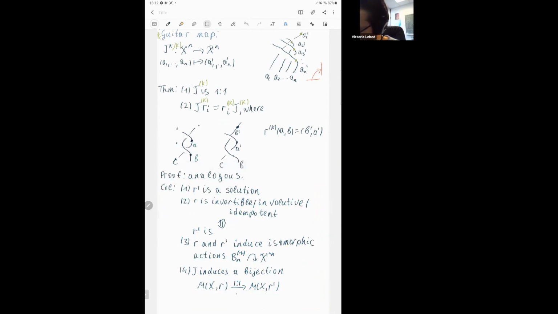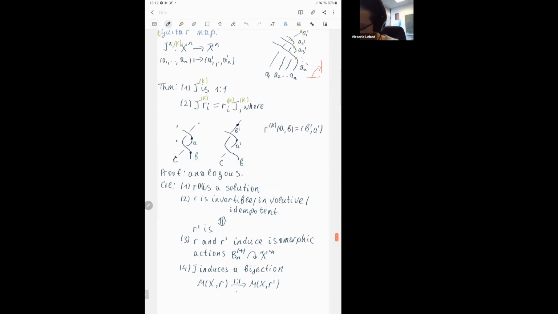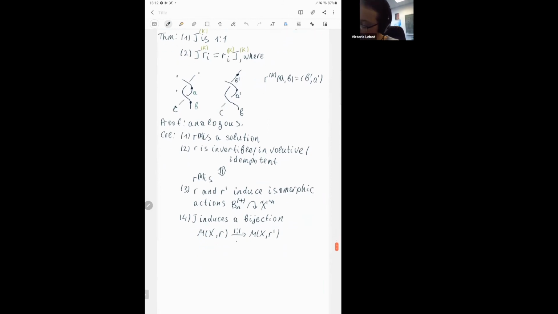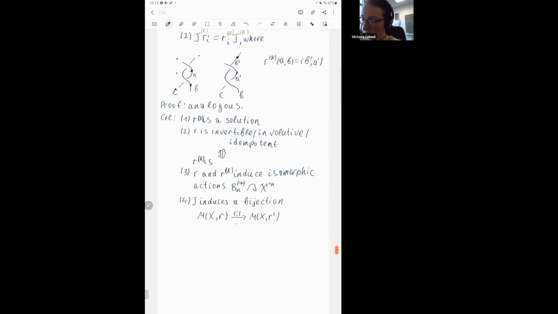So the new maps will all be solutions. They will be invertible or involutive or idempotent if and only if your original solution is. They will induce isomorphic actions of the positive braid monoid on powers of your set, and the K-Guitar map will induce a bijection between the structure monoid of your original solution and the structure monoid of your generalized derived solution. So this explains why you have this bunch of related solutions and bunch of related monoids.